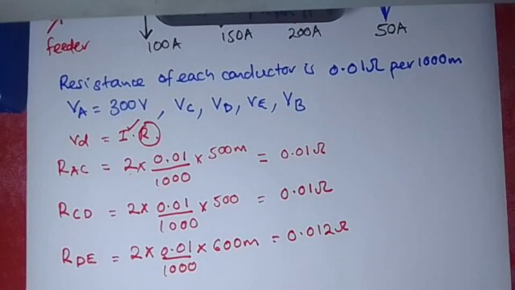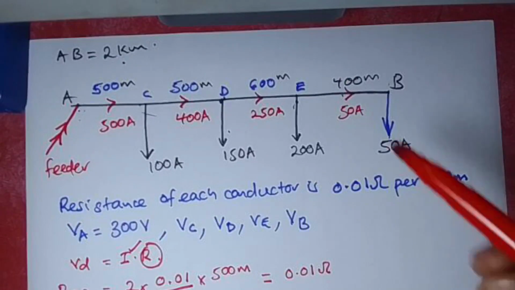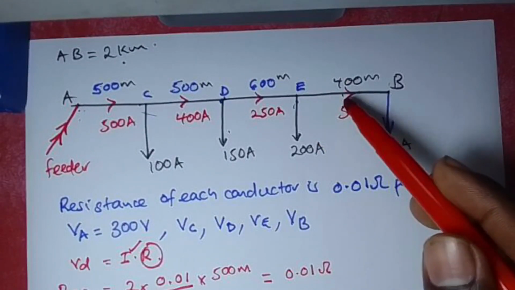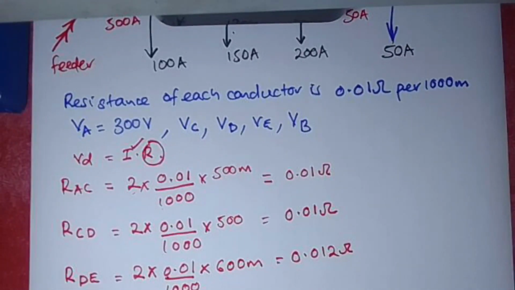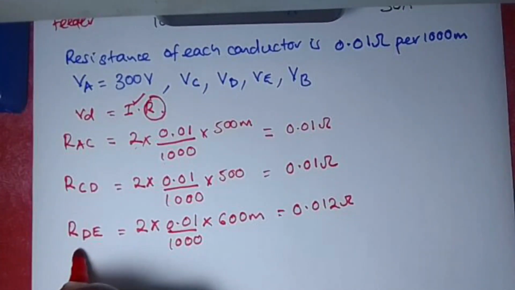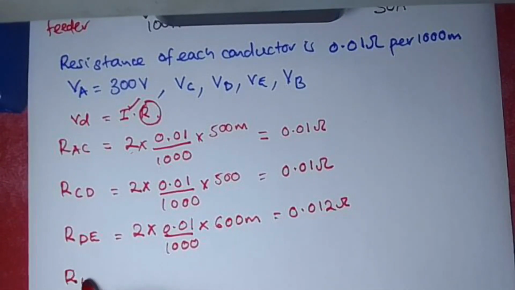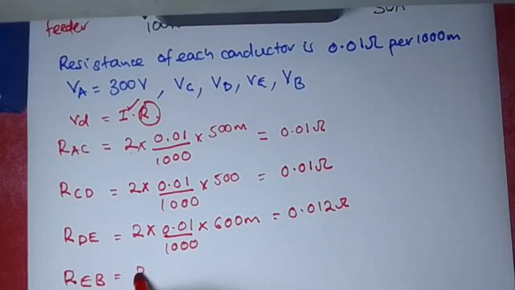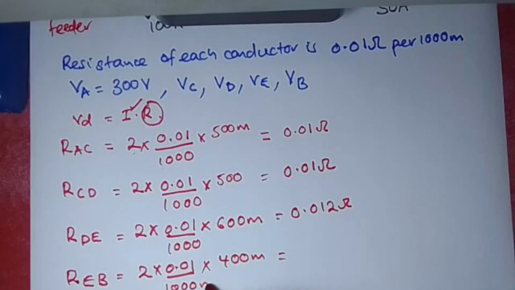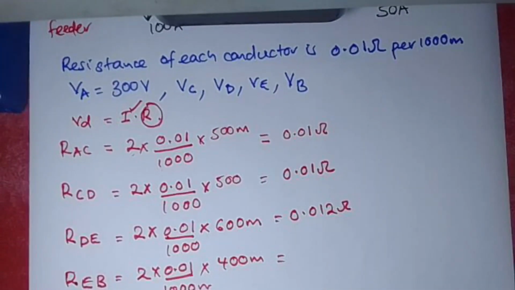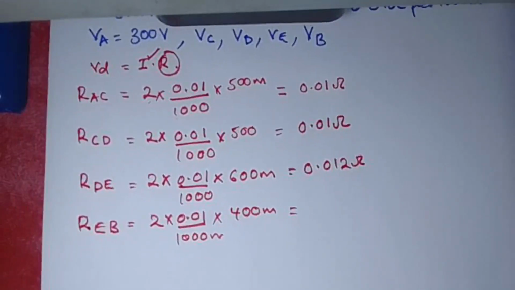Thereon we can calculate also the resistance of the remaining section, whose distance is 400 meters. So from there on we can calculate the resistance across section EB, being equal to 2 times 0.01 over 1000 times 400 meters. These are all in meters, so the units are the same.